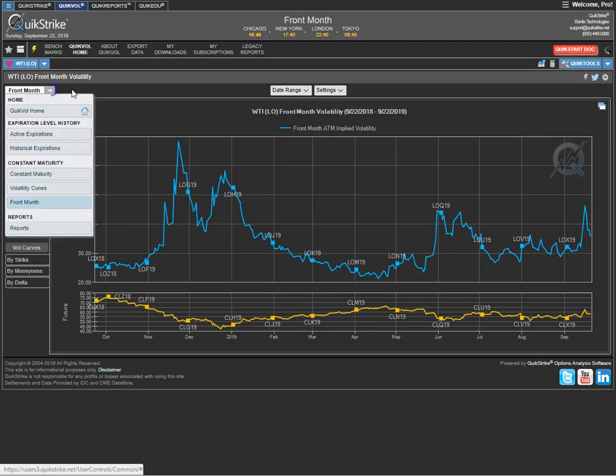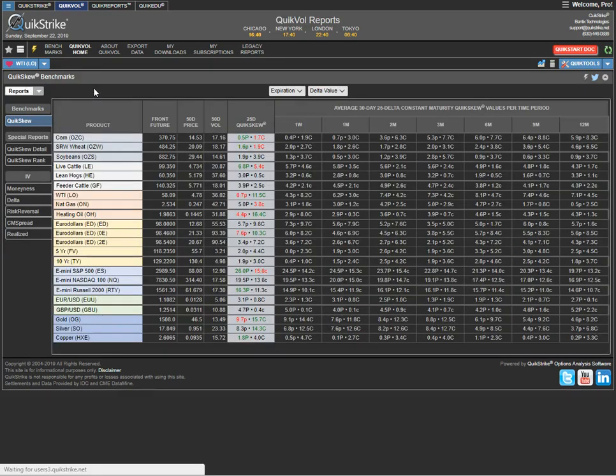We've talked about active expirations, historical, constant maturity, and front month, and the next one we're going to look at is the QuikSkew report. We're going to focus on the benchmark QuikSkew report as well as the QuikSkew detail. We're not going to cover the rank today, and since these are sort of in development, we're going to wait on these as well. So we'll cover this one and this one.